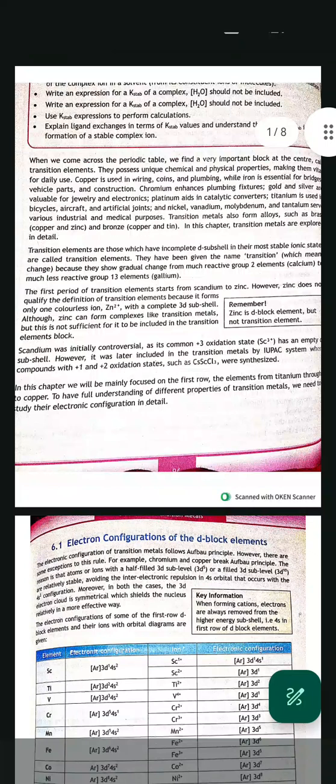Transition metals also form alloys such as brass, which is a mixture of copper and zinc, and bronze, which is a mixture of copper and tin. So in this chapter, transition metals are explored. Here in this paragraph, we need to learn about the uses of different transition metals and alloys like brass, which is copper and zinc, Cu and Zn, and bronze, which is copper and tin.